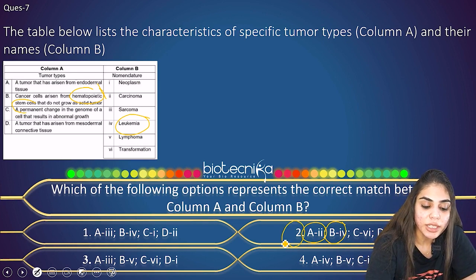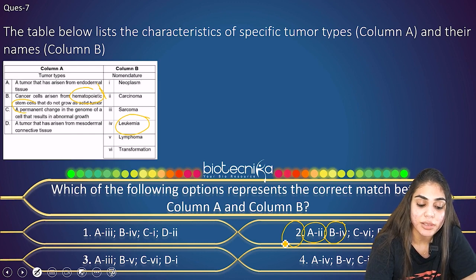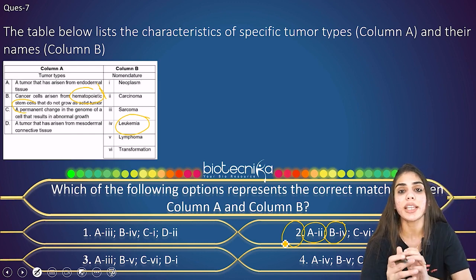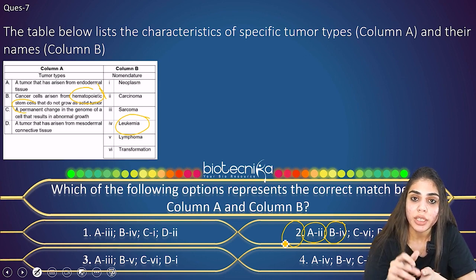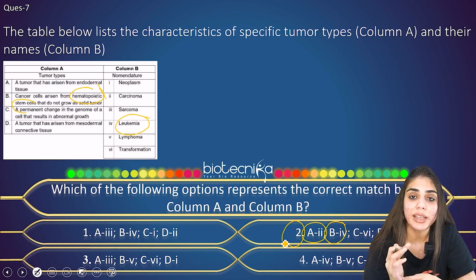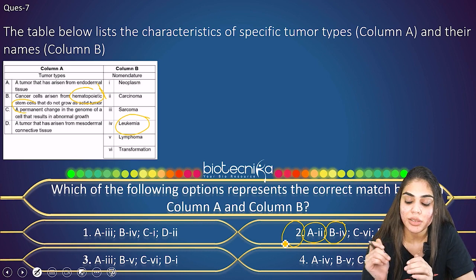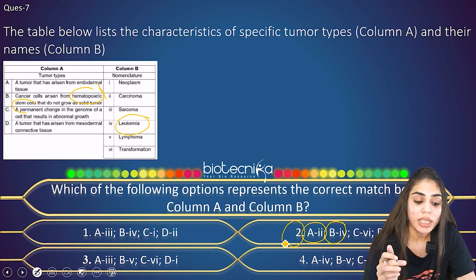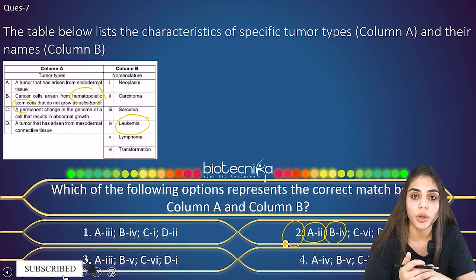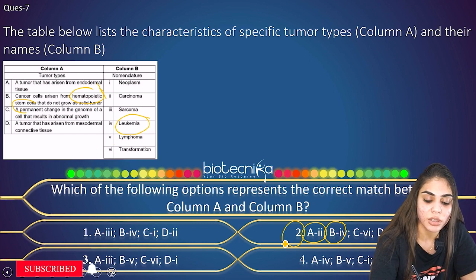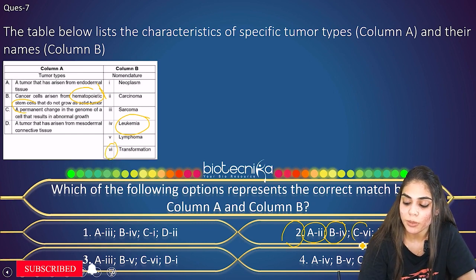A permanent change in the genome of a cell that results in abnormal growth. Whenever there is a normal cell, upon an event of transformation, that normal cell is converted to a cancerous cell, and that is why it is called transformation. Means one type of cell is converted to another type of cell. This definition is for transformation. So where can you find the word transformation? You can see the word transformation in the last option, that is 6. So C matches with 6.